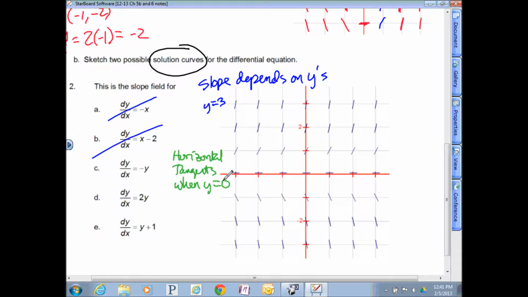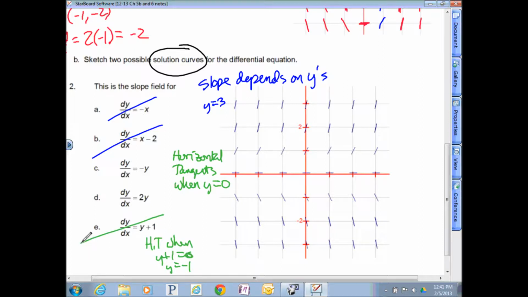Well, C would have a horizontal tangent at 0. D would have a horizontal tangent at 0. In other words, the slope would be equal to 0 when y is equal to 0. And E would have a horizontal tangent when y plus 1 would be equal to 0, or when y equals -1. So this one's out.